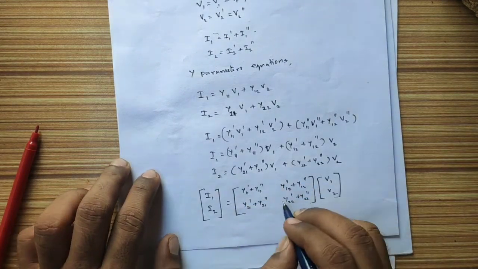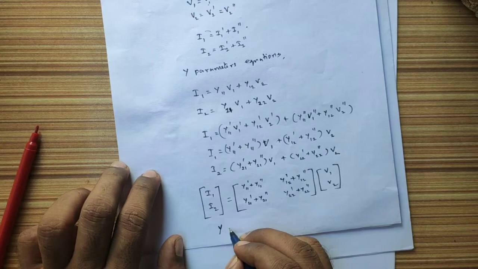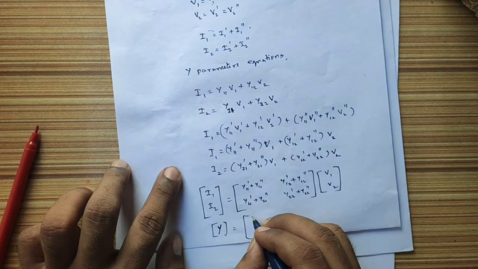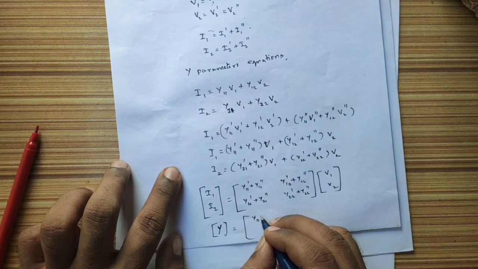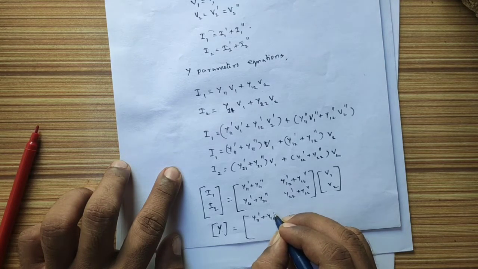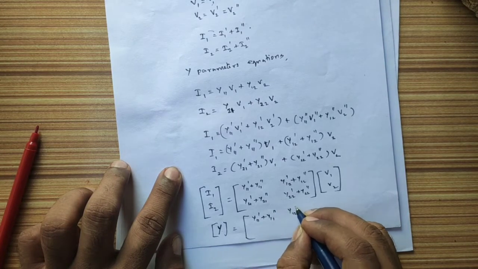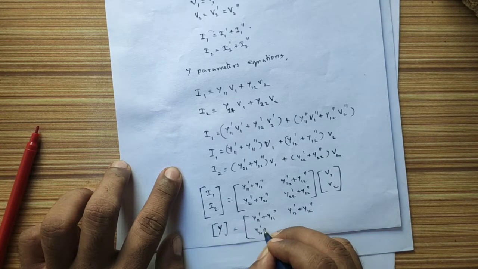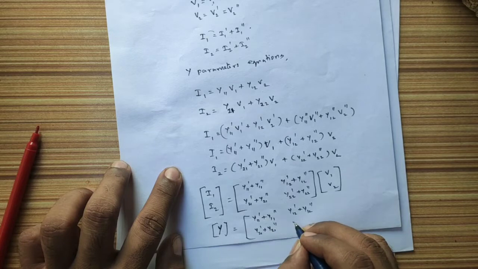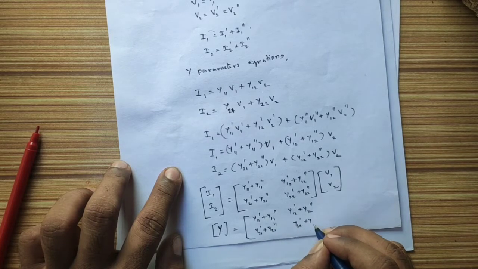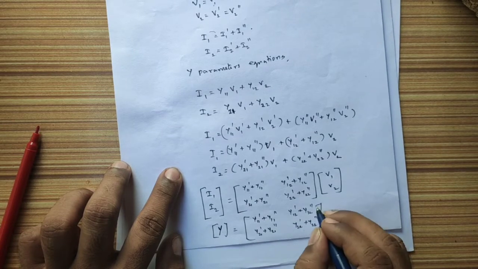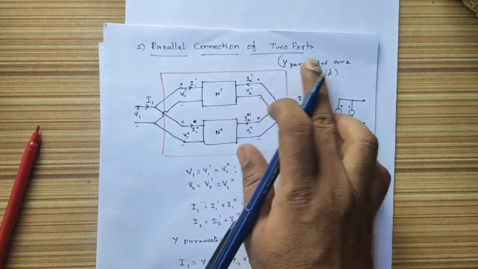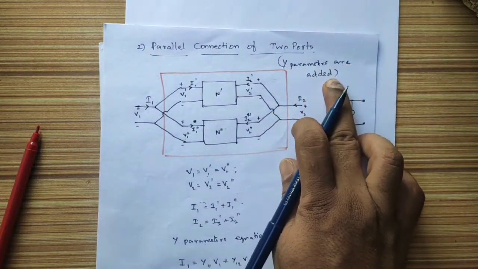Now this is nothing but what? The Y parameter matrix. So y11 dash plus y11 double dash, y12 dash plus y12 double dash, y21 dash plus y21 double dash, y22 dash plus y22 double dash. Okay, what I told you, in parallel connection the Y parameters are getting added.